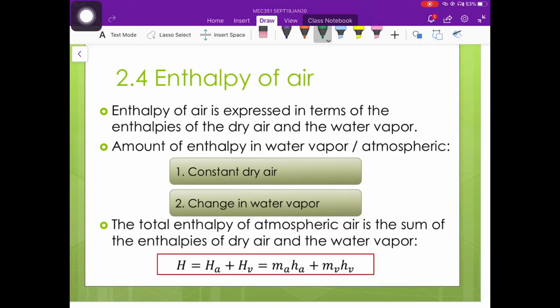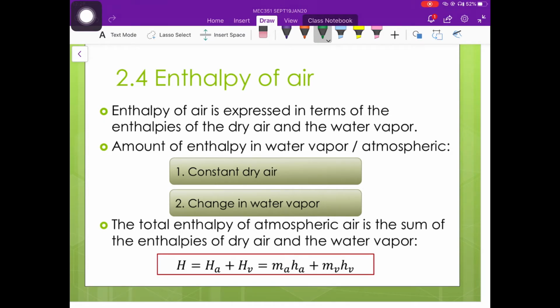The next property is enthalpy. We know that enthalpy is a combination of internal energy and also the flow work. The enthalpy of air is expressed in terms of enthalpies of the dry air and the water vapor. The amount of enthalpy for dry air will be constant, while the amount of enthalpy for the water vapor can change.